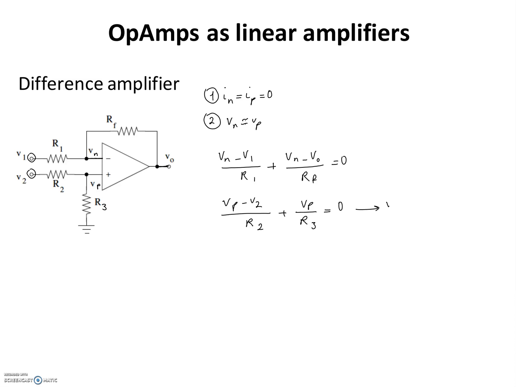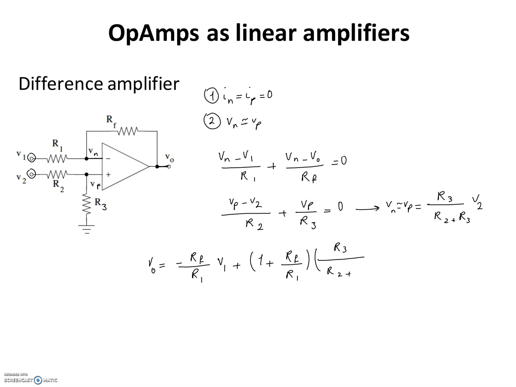Because VN and VP are almost equal, then I have VN equal to R3 divided by (R2 plus R3) multiplied by V2. Substituting for VN in the first equation, I can get Vout is equal to negative Rf divided by R1 multiplied by V1, plus (1 plus Rf over R1) multiplied by R3 divided by (R2 plus R3) multiplied by V2.